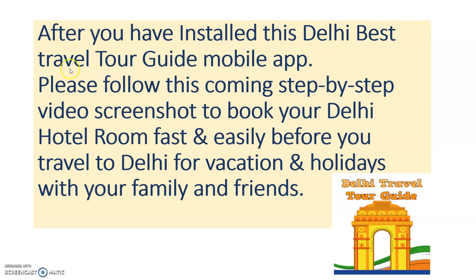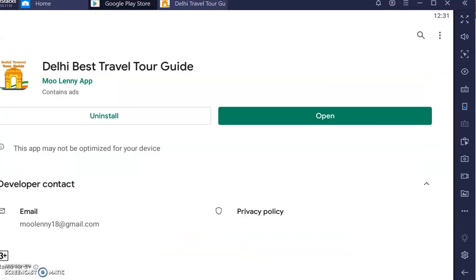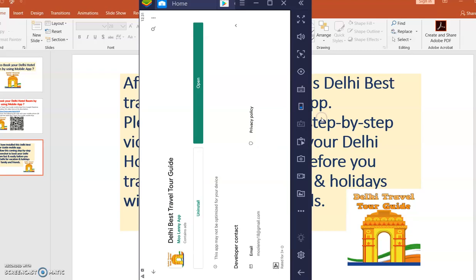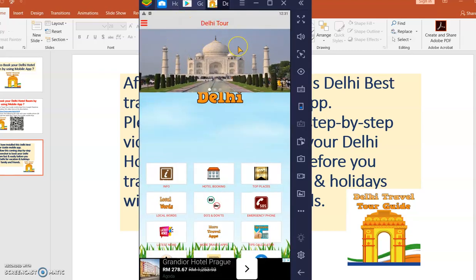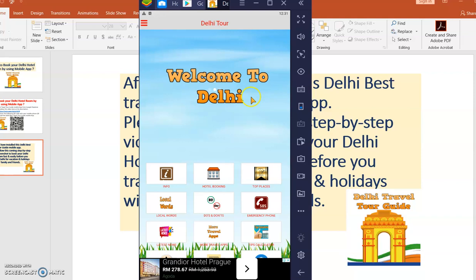After you have installed this Delhi Best Travel Tour Guide mobile app, please follow this coming step-by-step video screenshot to book your Delhi hotel room fast and easily before you travel to Delhi for vacation and holidays with your family and friends. Okay, now when you come to Google Play Store, you install this Delhi Best Travel Tour Guide mobile app. After you have installed, look at this green color icon button here, just tap on it and it will open the Delhi Best Travel Tour Guide mobile app.